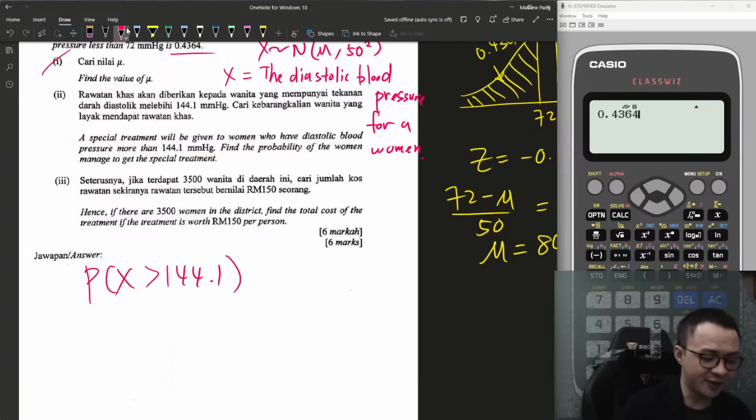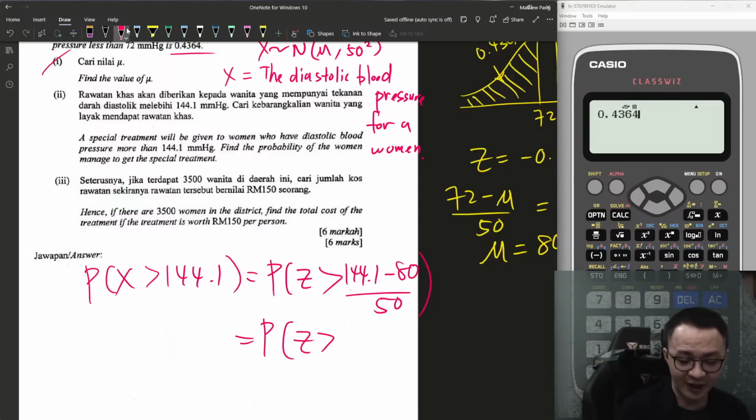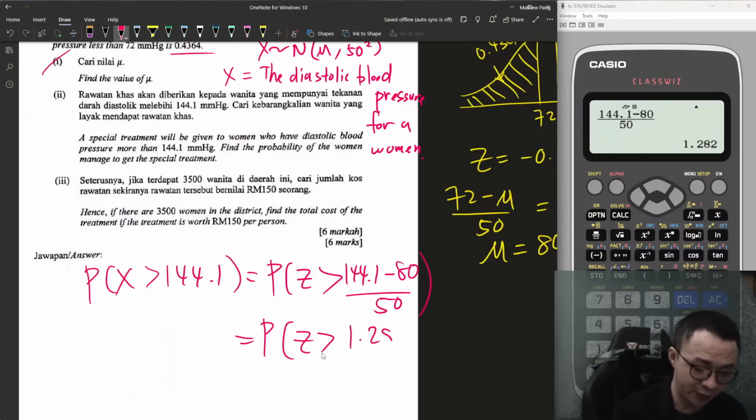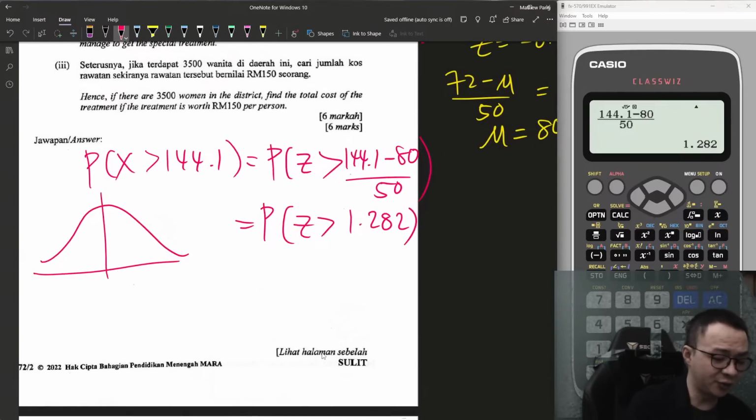So normally, the first thing I will do is change it into the Z, right? So change to the Z: 144.1 needs to minus the mean over the standard deviation, to find my real Z value here. 144.1 minus 80 divided by standard deviation, 50. So 1.282. Okay, this one is very simple, because even if you don't have a calculator, this is 1.282, actually it's slightly behind a little bit. Okay, this is 1.282. So this is the probability you want to find, isn't it?